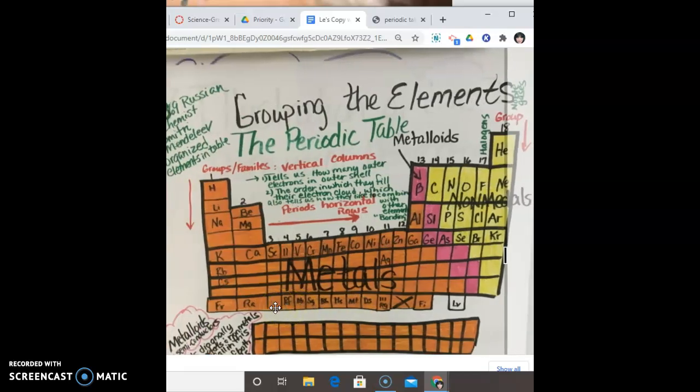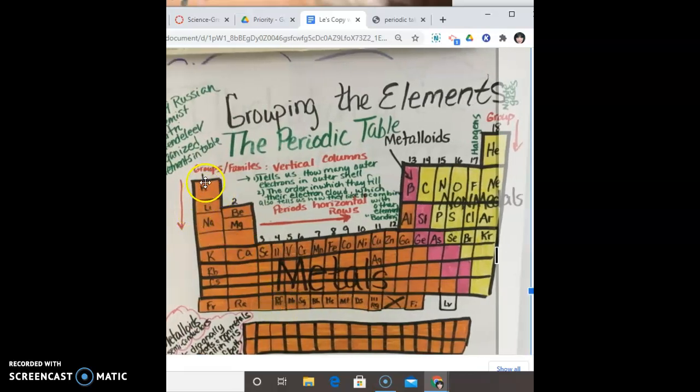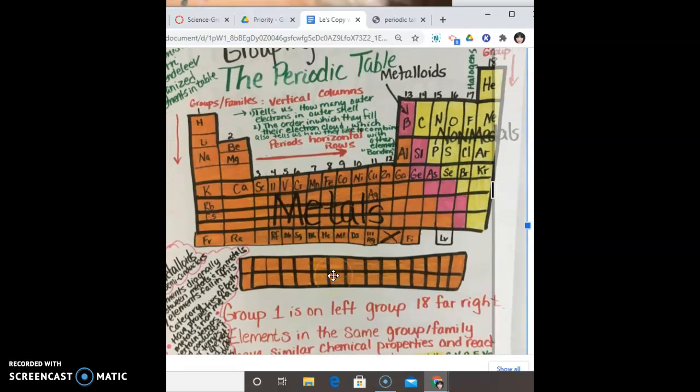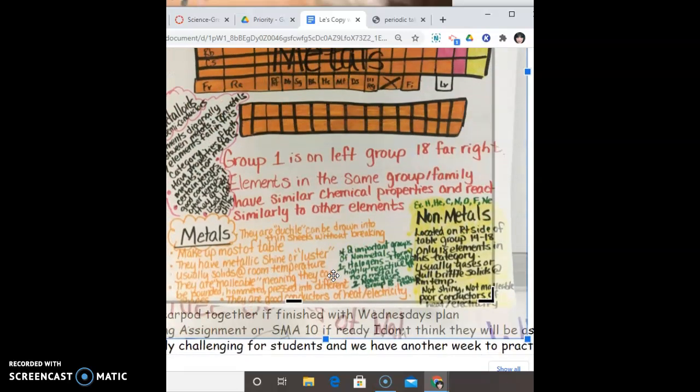Okay, a chart is organized. You can see the group numbers here, and they go across from 1 to 18. And we're going to talk more about that when I show you the video in just a few minutes. Okay.